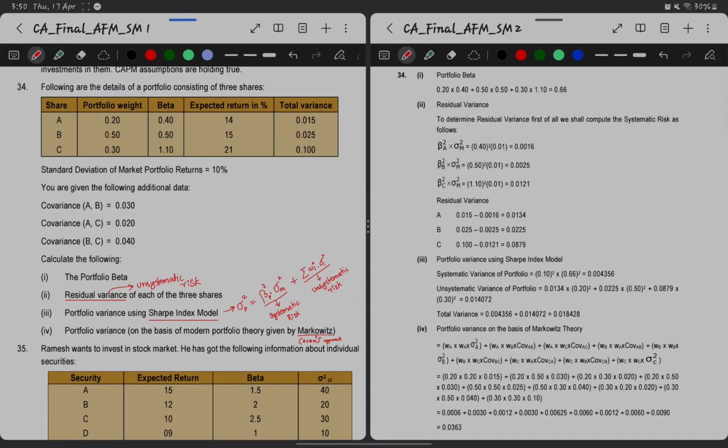Hi CA students, let's revise CA Final AFM Chapter 6 Portfolio Management Practical Question 34.